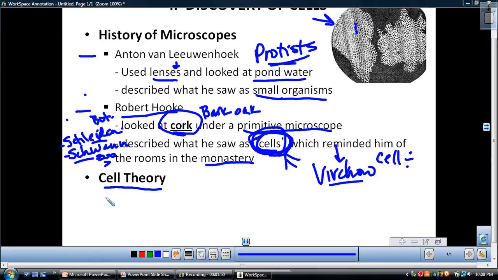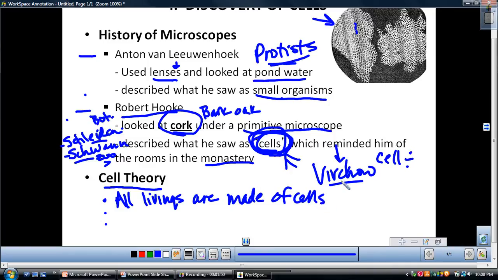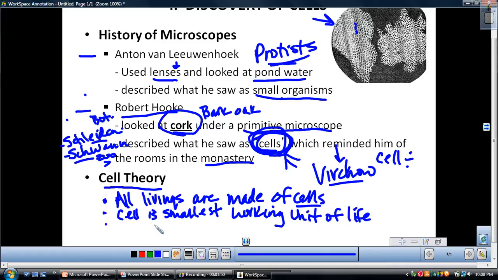It was their work that opened the door and let us create the cell theory, which says all living things are made of cells. So if it's alive, it's composed of cells. Okay, we already know that because that was one of the characteristics of life. But no matter whether it's a protist, a fungus, a bacteria, a plant, an animal, if it's alive, it's going to be made up of cells. Okay, the second part of the cell theory says the cell is the smallest working unit of life. I like to say the cell is the smallest basic structure in all living things.